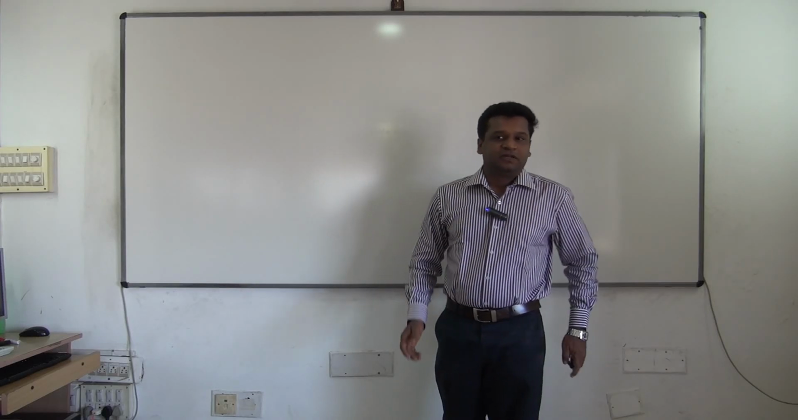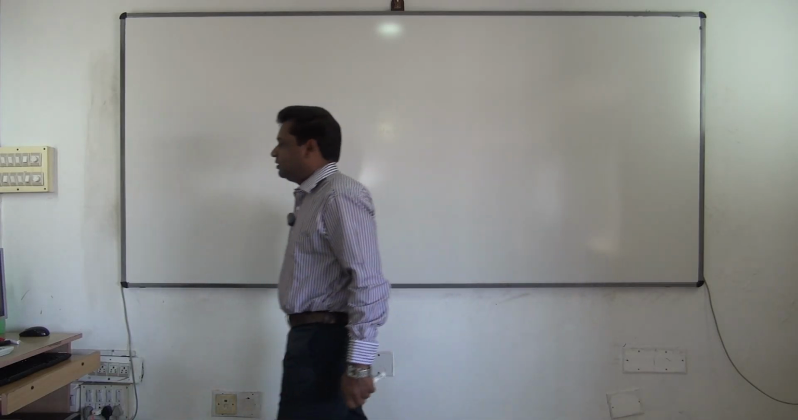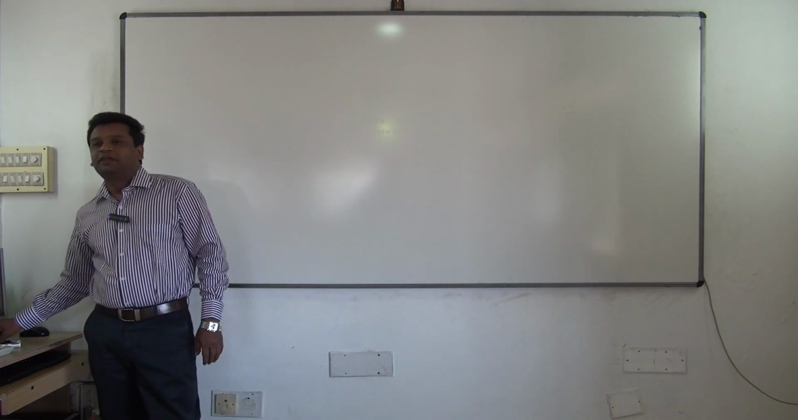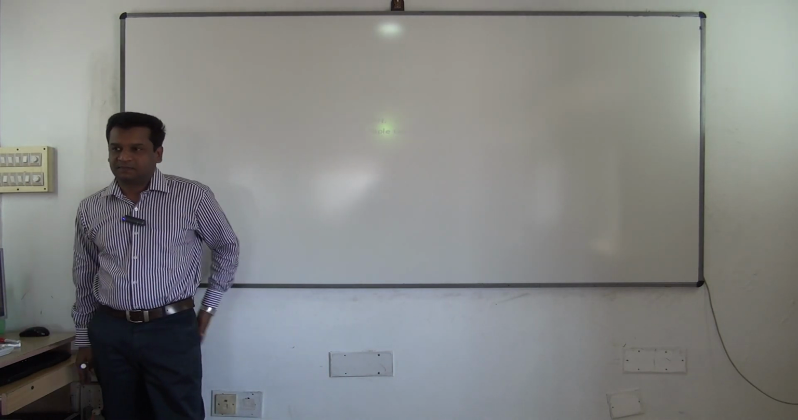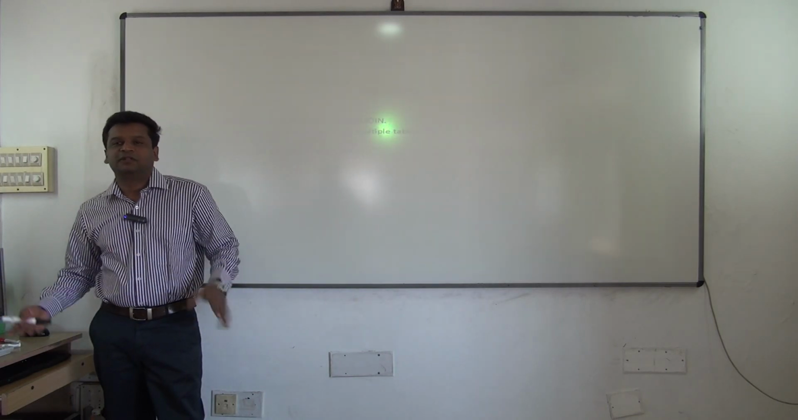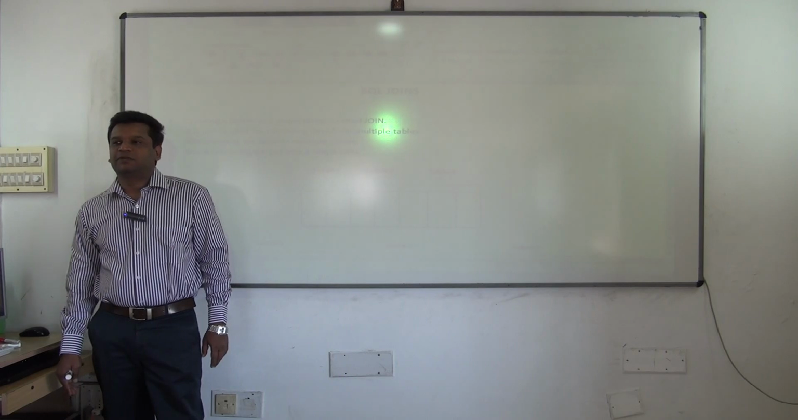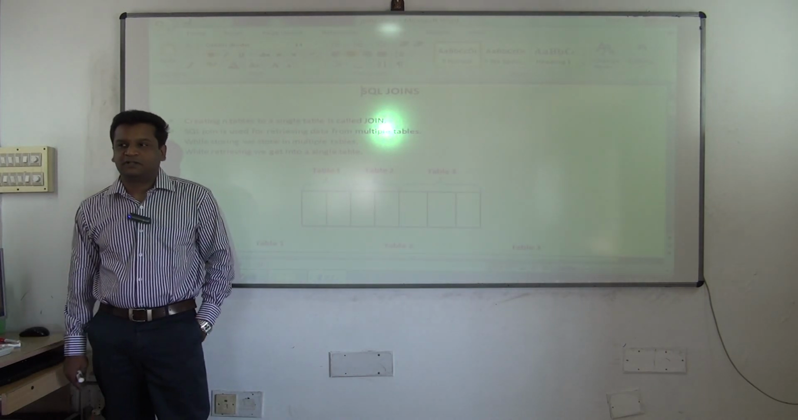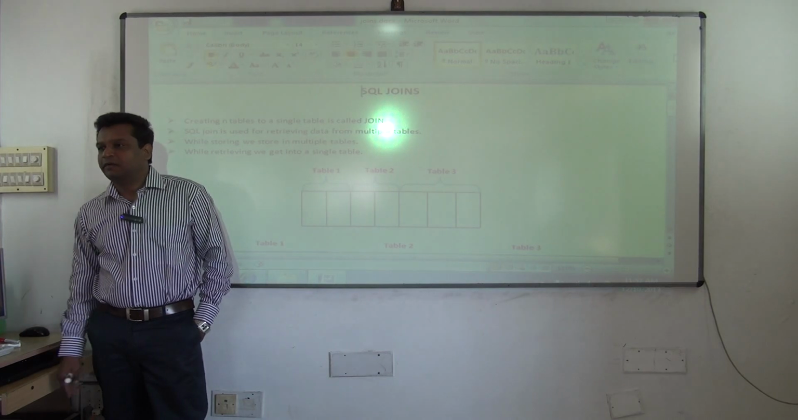Okay, so today we'll go with SQL joins. Joins means, while storing, we store the data into multiple tables. But while retrieving... why do you store it in multiple tables? You know the reasons. The reason why you store in multiple tables is you want to avoid null values and redundant values, duplicate values and all that.